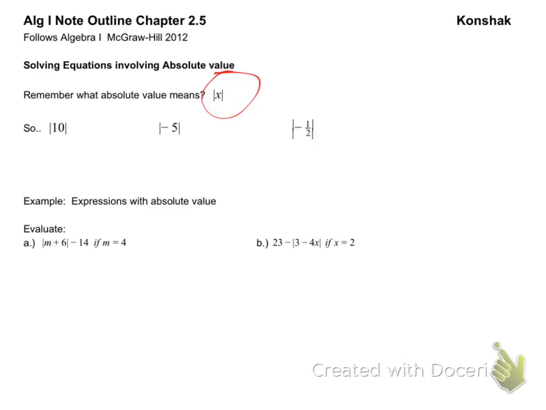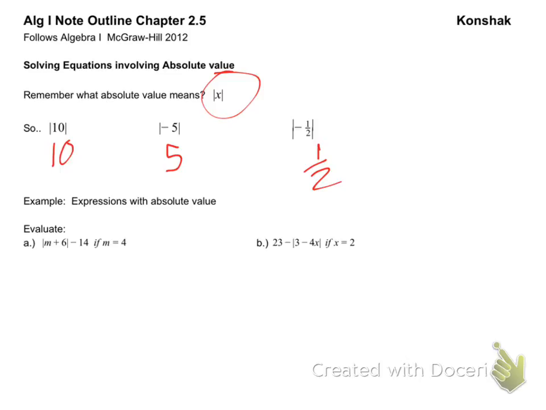If a number is already positive, do I have to make it positive? Or make it the opposite? No. Basically, remember, absolute value turns it positive. Always positive. So, absolute value of 10 is 10. Absolute value of negative 5, 5. And the absolute value of negative 1/2 is a positive 1/2. It doesn't matter if it's a fraction, a decimal, a whole number, an integer, an irrational number. The absolute value of it is always going to be positive. Always. Any questions on that? Always. Always. Always.